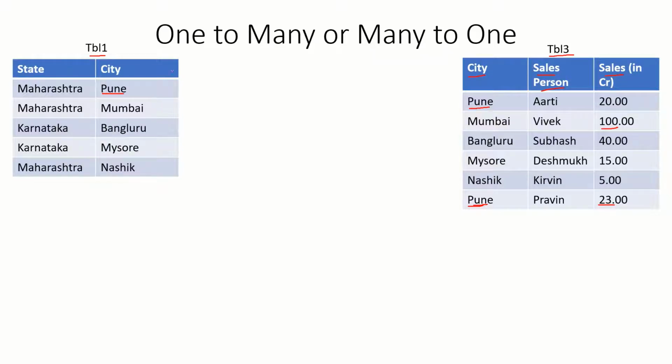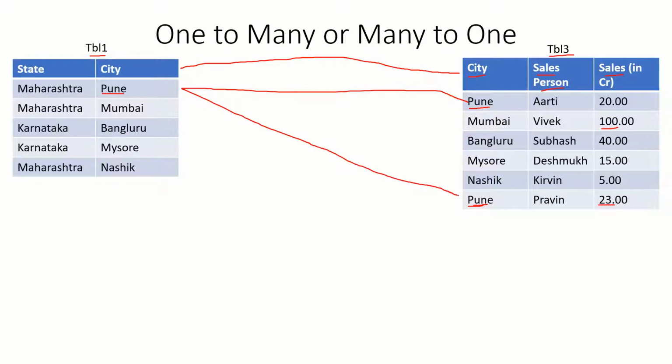Okay. So if we want to get the sales data state-wise, the first step is to create the relationship between the two tables. We'll create a relationship using this particular join, this line. Internally, when we do the join, the first row of table 1 will join to the first row of table 3. Also, the first row of table 1 will join to the last row of table 3. Why? Because in both the rows, Pune city is the common ground of join, right?